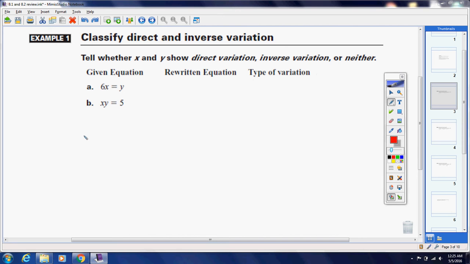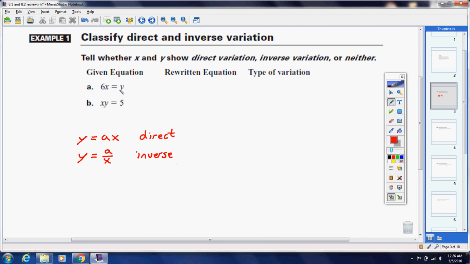Now, if you recall, if it can be written in this form, y equals some constant times our variable x, then we have direct variation between the variables. As x increases, y also increases. If it can be written in the form of y equals a over x, then we have inverse variation. As one increases, the other decreases.